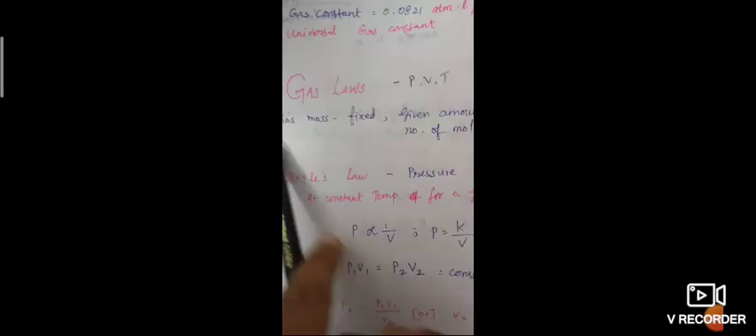So by using all these, we are going to learn gas laws. Gas laws have the relation between pressure, volume and temperature, where any one of them will be constant. So for a gas, mass is fixed. For a given amount of gas, mass is fixed, number of moles is constant. So by using this, first we are going to learn Boyle's law.